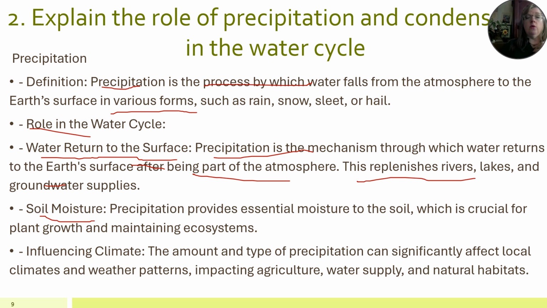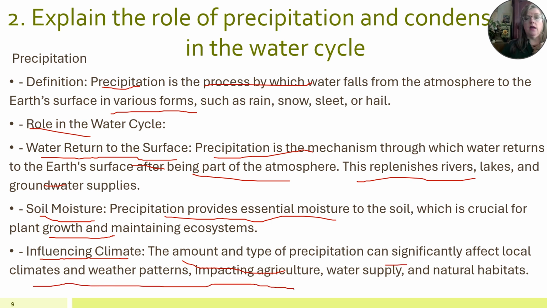And it's important for soil moisture. Precipitation provides essential moisture to the soil, which is crucial for plant growth and maintaining ecosystems. And this too will influence climate. The amount and type of precipitation can significantly affect total climates, weather patterns, impacting agriculture especially, water supply, and natural habitats.